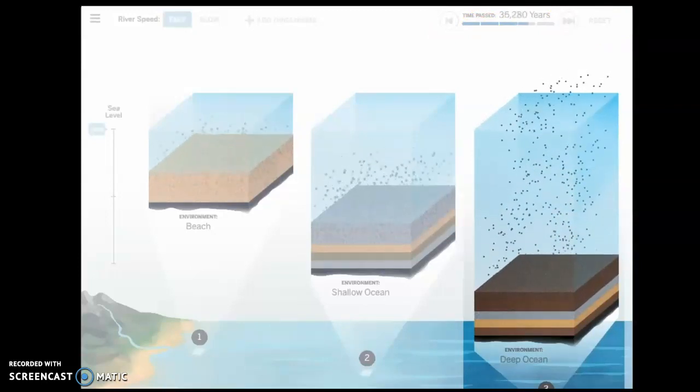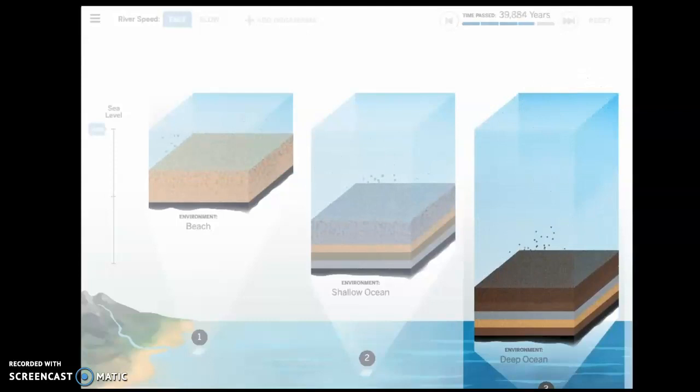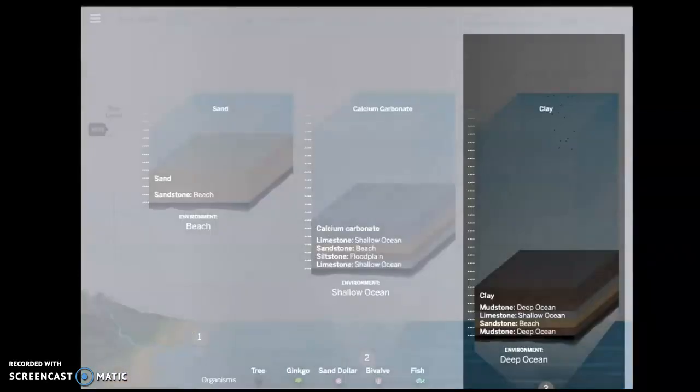The environment's about to change again. Oh, no, the time period is done. So now it started with the deep ocean, and then the environment changed again to a beach. Next, the environment changed to shallow ocean, and then finally it ended with a deep ocean again. So that's just showing how over periods of time, not only is the rock layer changing, but the environment is also changing.